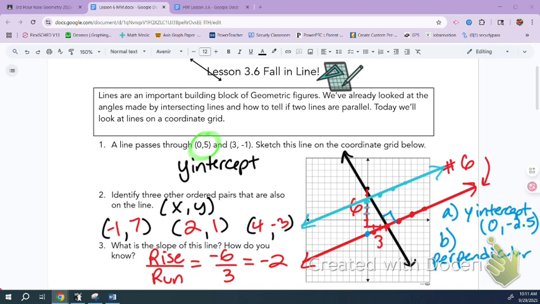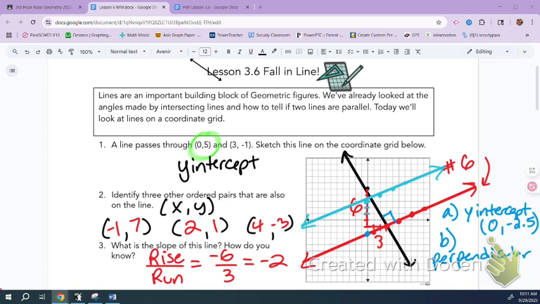Okay, number 7. What's true about parallel lines? What's true about parallel lines when we graph them? They have the same slope. Good, they have the same slope. Anything else we should know?